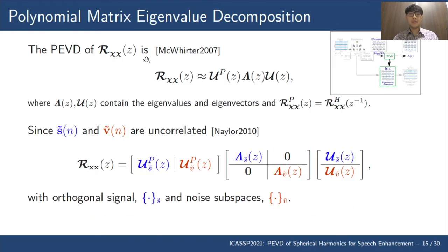The polynomial EVD of the space-time covariance matrix is given by the following expression, where lambda and U are the eigenvalue and eigenvector polynomial matrices. Superscript p is the parahermitian operator, which involves the Hermitian transpose operation followed by a time reversal.